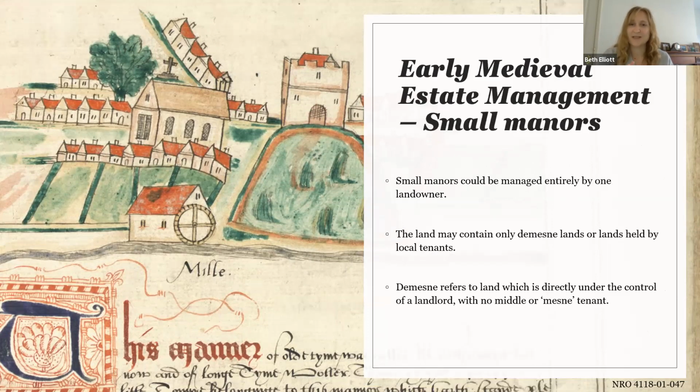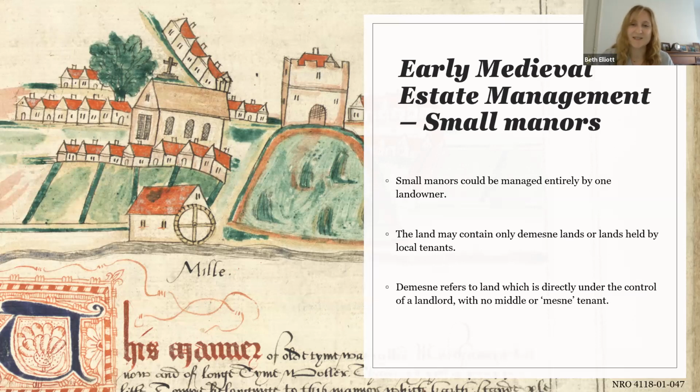So I'm going to talk through a little bit of the management of different types of manors. I'll start with early medieval, and then I'll move on to some of the later. But again, I am going to highlight some books towards the end that can help you to research this a bit further, because I'll be flying through a little bit. We may find with small manors in the early medieval period that they're managed entirely by one landowner.